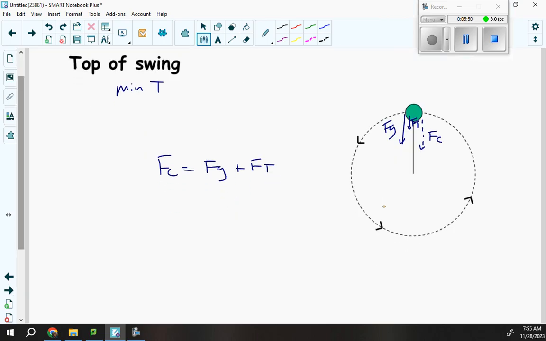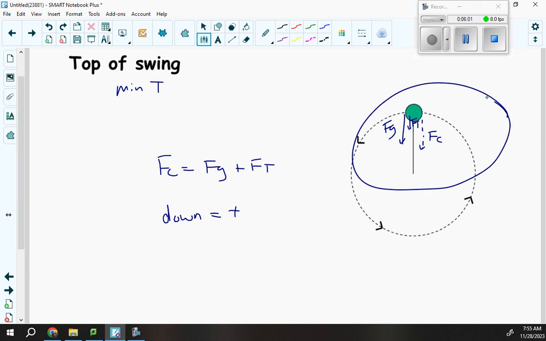At the top of the swing, it's very, very similar, except again, we're going to call the center of the circle positive, so we're going to call down positive. And the reason for that is, well, look at everything. Like, I come over here, and I see everything over here. Everything is down, so there's no point in messing with that. Why would we include a bunch of negatives when we don't have to? Down is going to be positive.